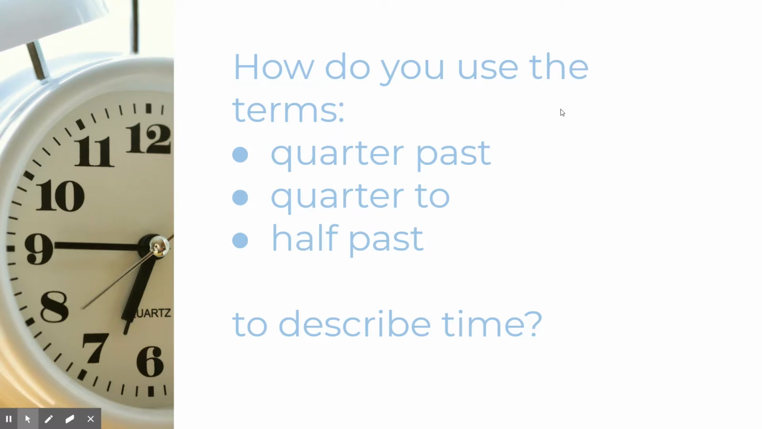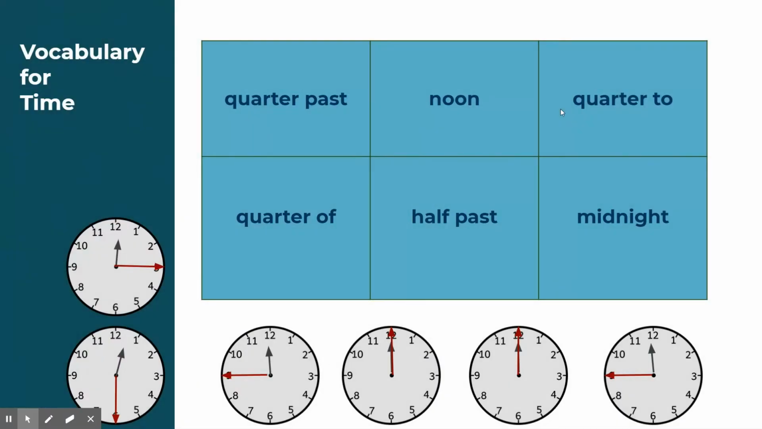Well, let's talk about quarter past, quarter to, and half past to describe time. So a quarter of a dollar is 25 cents, but a quarter of an hour is 15 minutes, because quarter means to divide it in 4. So if we quarter an hour, we'd have 4 pieces. Each of them is 15 minutes. A quarter past is 15 past the hour. A quarter of and a quarter to are 15 minutes before the hour. Noon and midnight are at 12 exactly on the dot, and half past is 30 minutes past the hour.